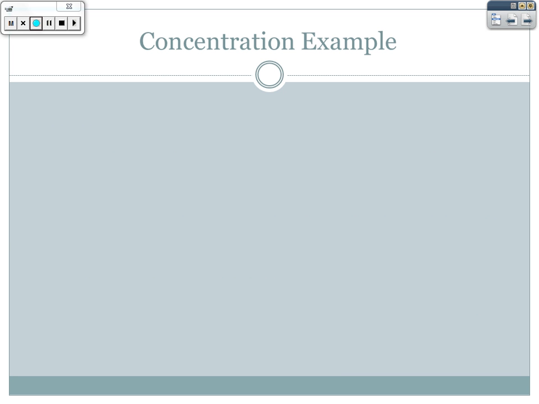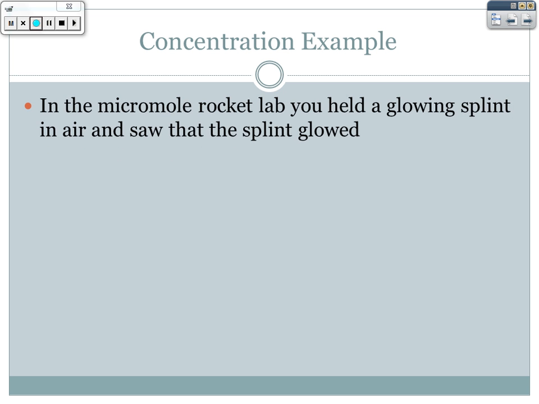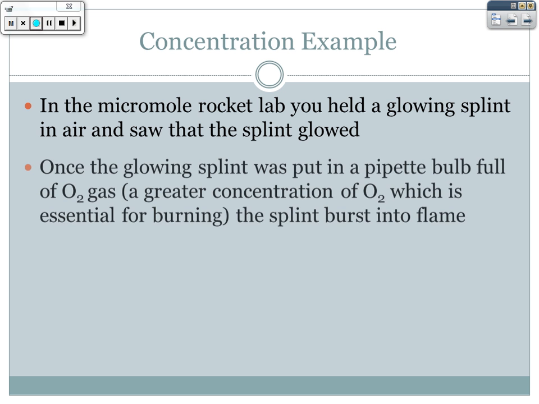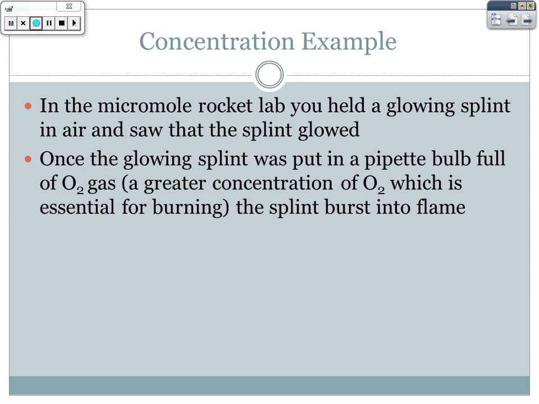An example of this you actually did yourself in the micromole rocket lab. In that lab, you held a glowing splint in air and saw that a glowing splint will just glow in air with the oxygen around it. Then you stuck that inside a pipette bulb full of just straight oxygen gas. And so with a greater concentration of oxygen gas available, that glowing splint burst into flame. And so that reaction rate increased.